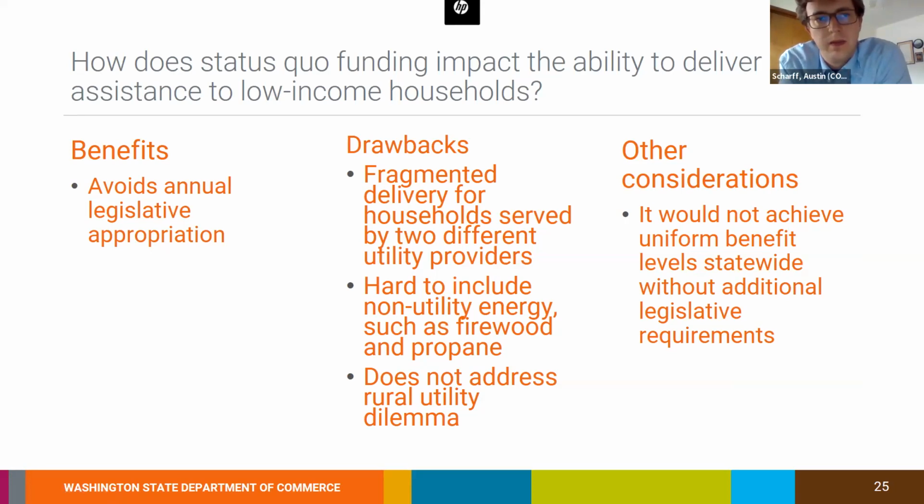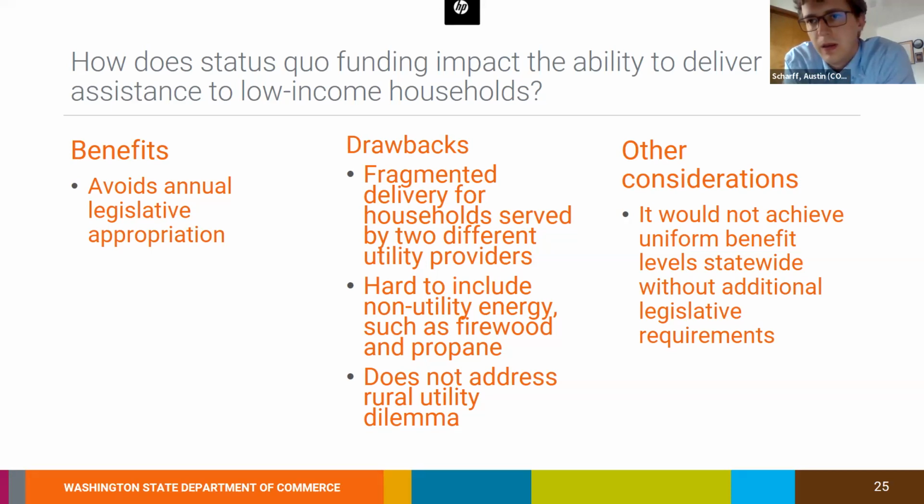So the question arises is, how does the status quo funding mechanism, where we're looking at electric utilities funding energy assistance or bill assistance to low-income households? What are the benefits, drawbacks, and other considerations we need to take into account there for delivery to low-income households?